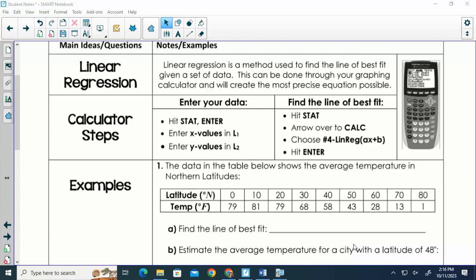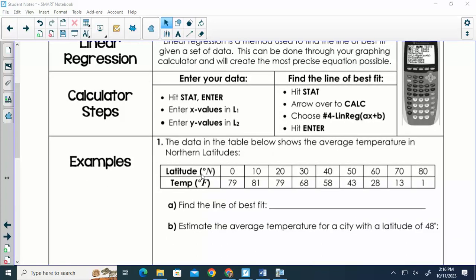So, our example, we have the average temperatures in the northern latitudes. And I want the line of best fit. So, I am going to treat these as my x values and the temperatures as my y. Everybody has this notes handout in your binder. It's the last page in this unit.